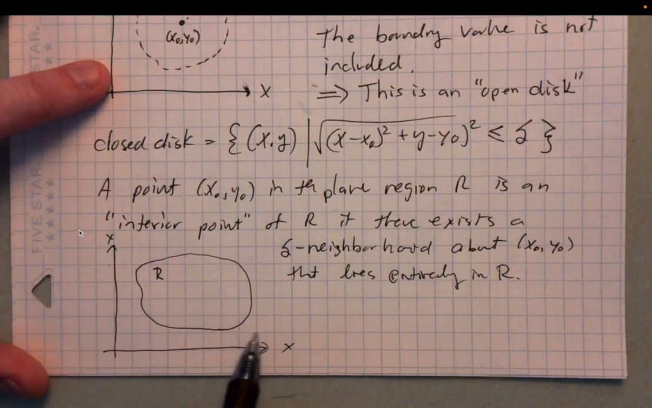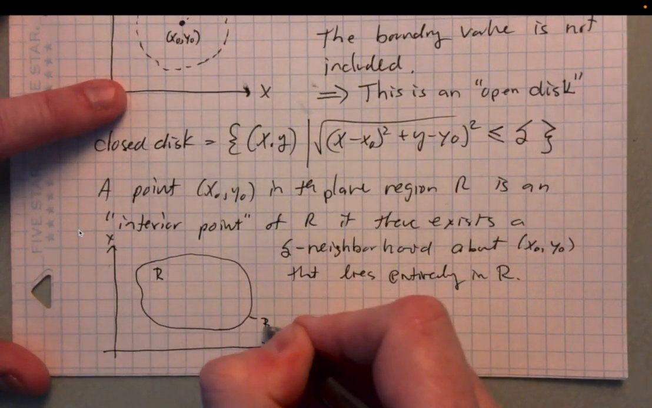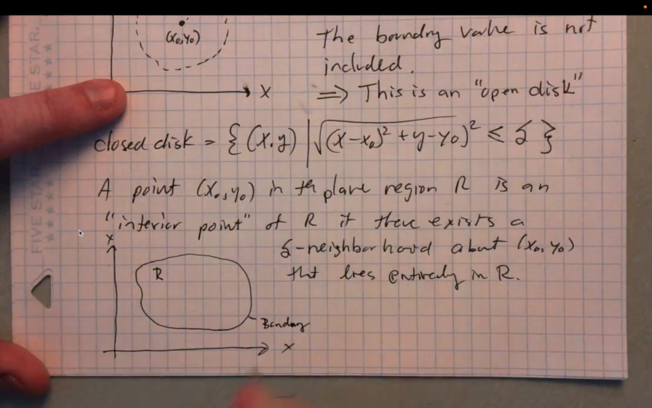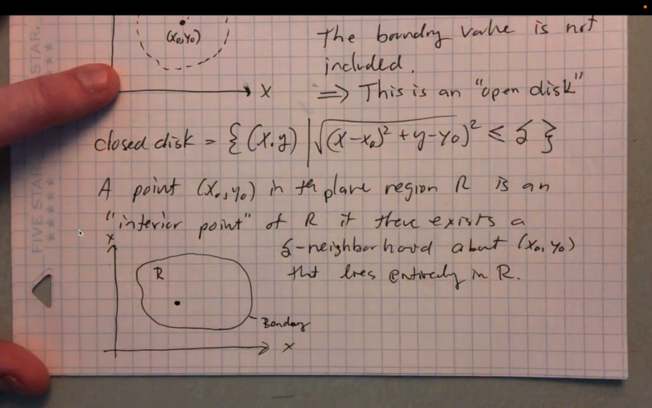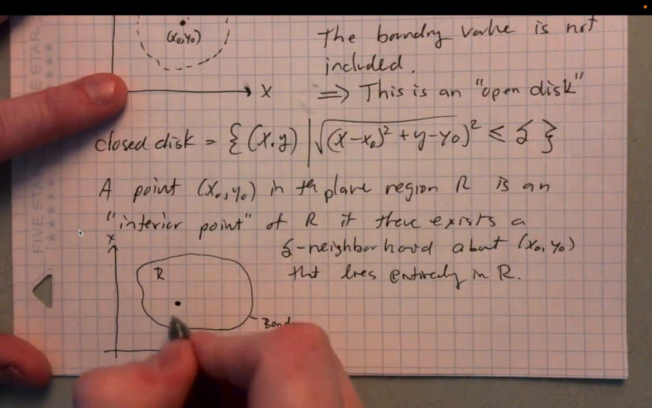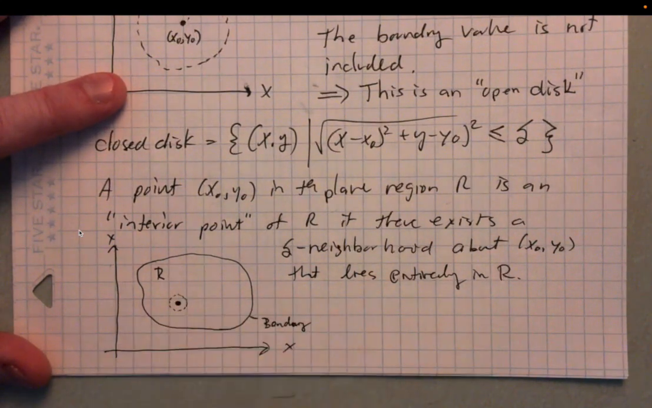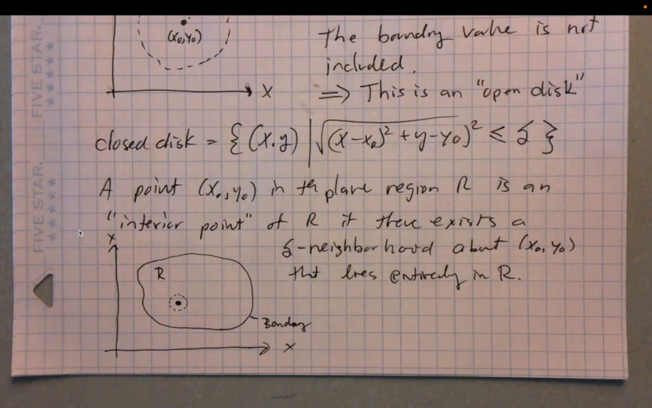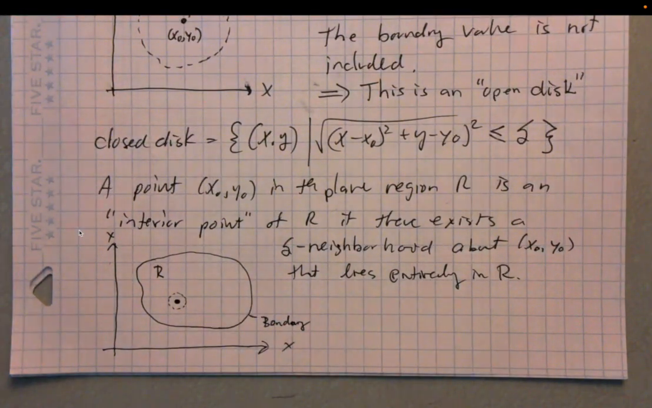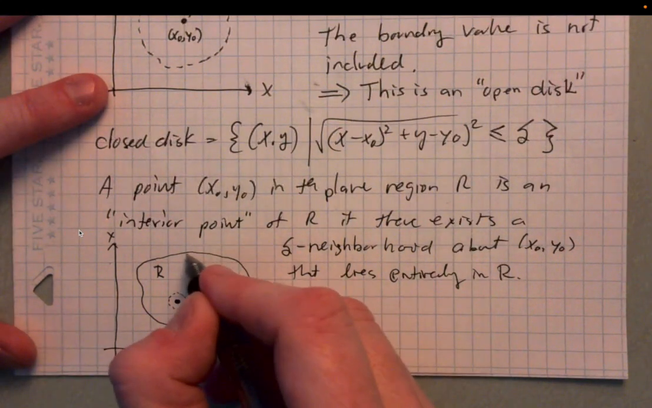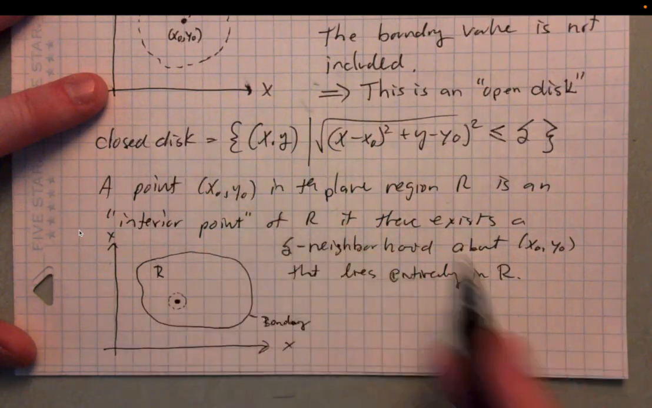Now this region is going to naturally have some boundary. Okay, so it's got this boundary. Now if I draw a point right here, for example, then this is clearly an interior point because it is very easy for me to draw a delta neighborhood around the point such that every point in the delta neighborhood is entirely in R. Okay. Now, in fact, I can get arbitrarily close, because these delta neighborhoods can be as small as you like. I can get arbitrarily close to the boundary and still have an interior point.